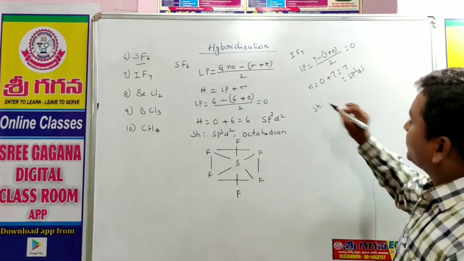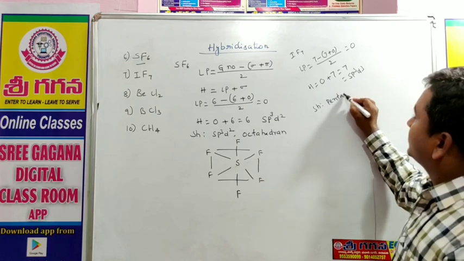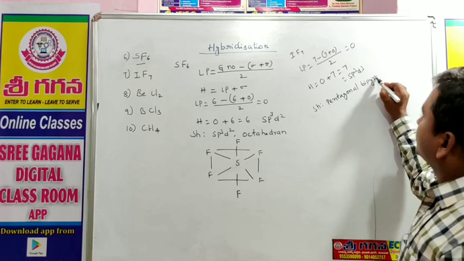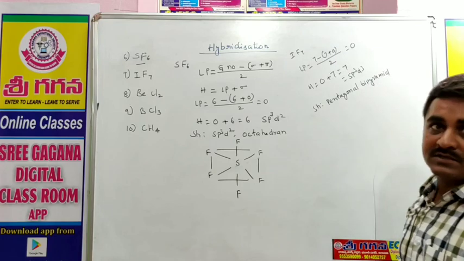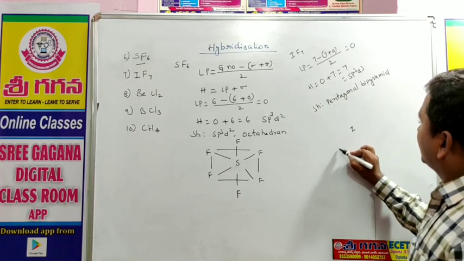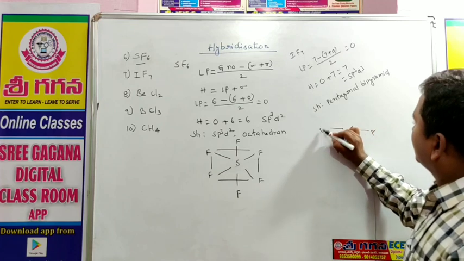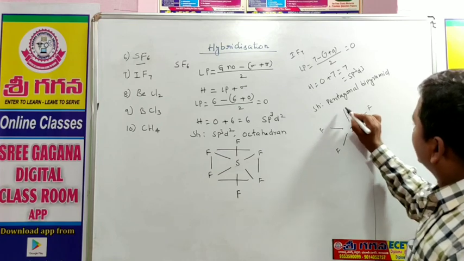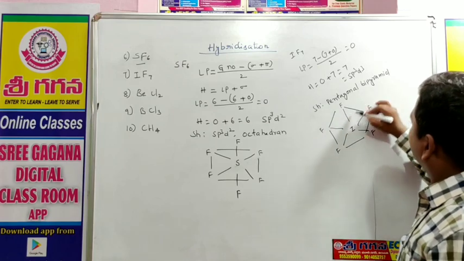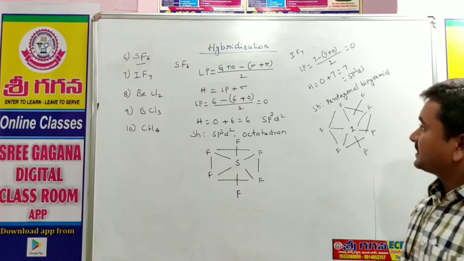And the shape, if sp3d3 is there, will be a pentagonal bipyramid structure. How will the pentagonal bipyramid be? Iodine, fluorine, this will be the pentagonal bipyramid structure.